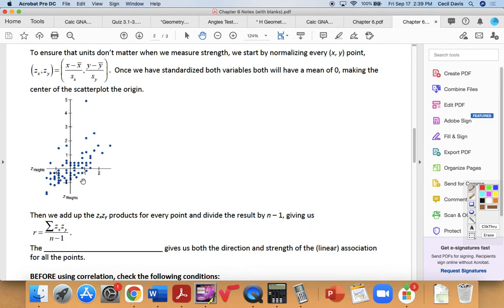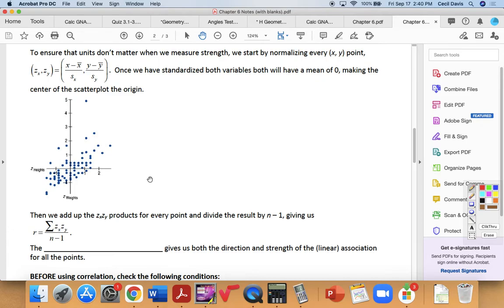this. Okay? By the way, when you do the z-scores, the shape is exactly the same as it was before. All we have done is we have moved and rescaled. Right? So if you were to look at the plot of the original and just look at the points, not where the axes are, it would look exactly like this. Okay? So, how do we measure the strength?